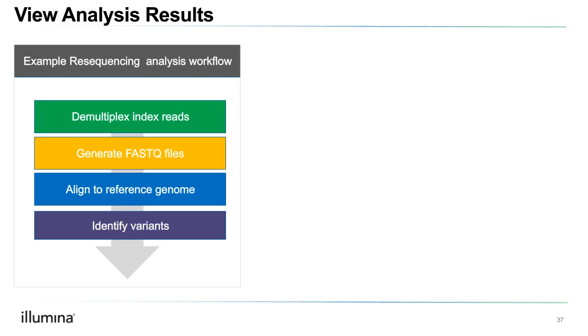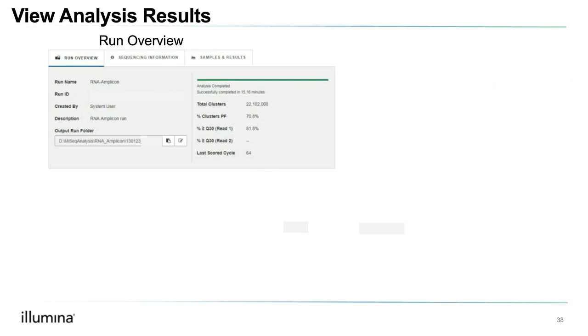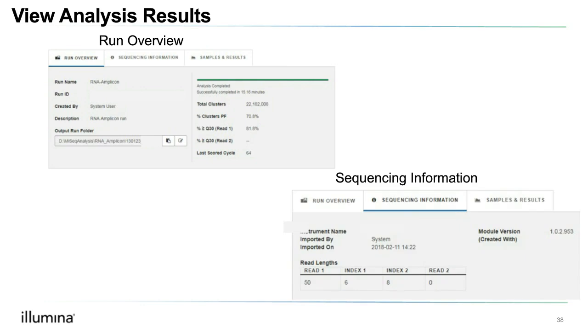Once the analysis is completed, Local Run Manager will show analysis completed, and you can select that completed run from the run dashboard. Once you click on that completed analysis, there are 3 different tabs: Run Overview, Sequencing Information, Samples and Results. The Run Overview tab will list information about the run, a summary of the sequencing metrics, and the location of the run folder. The Sequencing Information tab will provide a summary of the sequencing parameters and the module version.